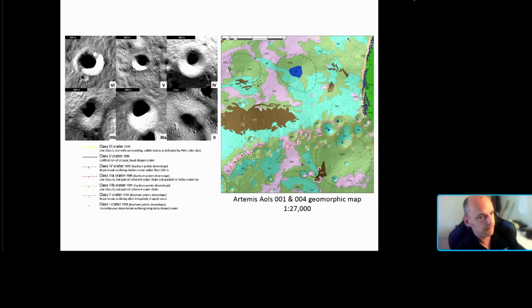Next slide. So this is a crater that is located on the top right in the map on the right-hand side of the slide. This is the freshest crater that we identified in the entire area based on NAC assessment as well as WAC color, which usually shows you the surface maturity to a certain degree. Next slide.